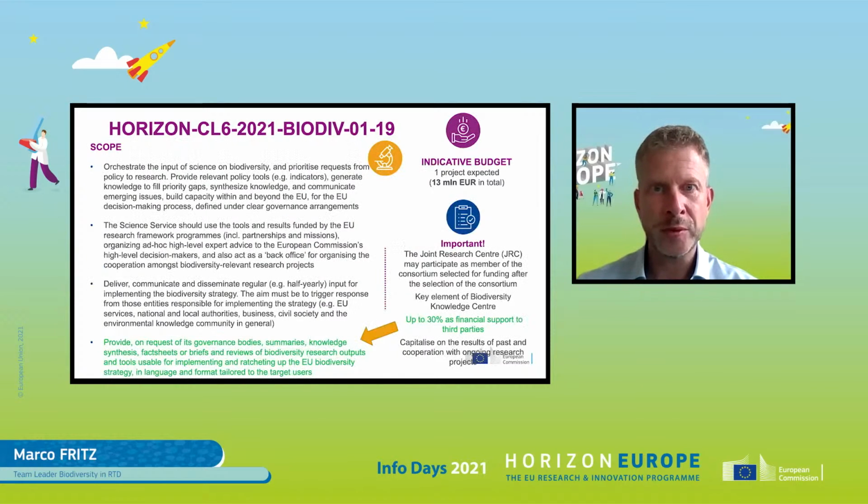The next slide informs on the scope of a science service. We expect it to orchestrate the input of science on biodiversity and prioritize requests from policy to research. It should provide relevant policy tools, such as indicators, generate knowledge to fill priority gaps, synthesize knowledge, and communicate emerging issues. It should build capacity within and beyond the EU for the EU decision-making process defined under clear governance arrangements.